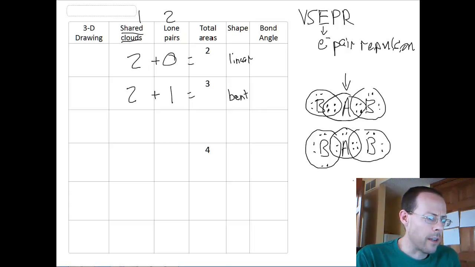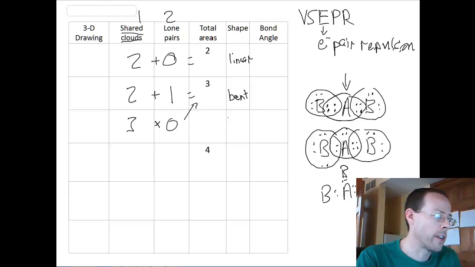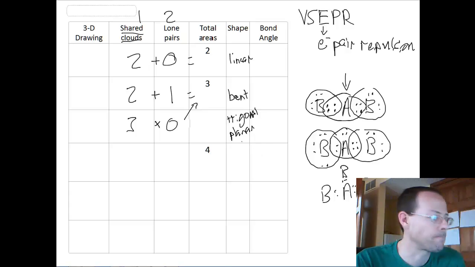Alright, our next example, we're just going to do this, A, and we're going to have B, B, B, and I'm not going to put dots everywhere, but let's just say we had something kind of like this, because I'm only really concerned about my central atom. So how many areas of electrons do I have around my central atom? I have 3. How many lone pairs do I have? I have 0. And notice 3 plus 0 equals 3 again. Alright? And the shape of this is going to be trigonal planar. Alright, trigonal planar, and we're going to leave it like that.